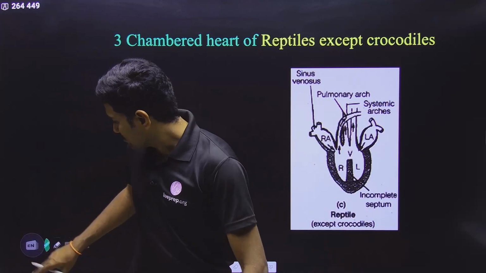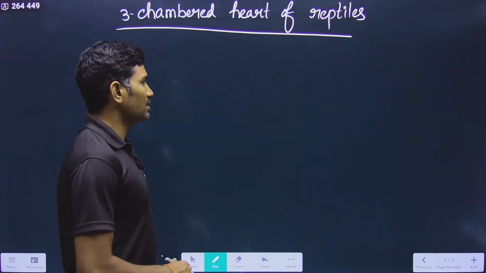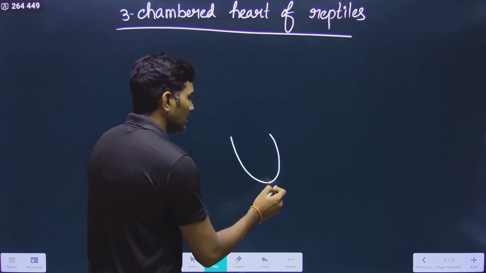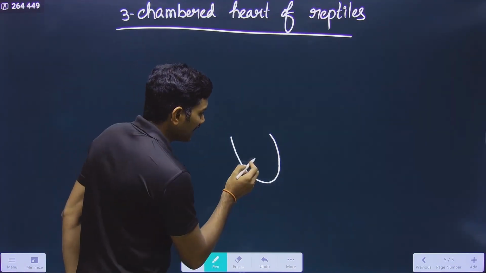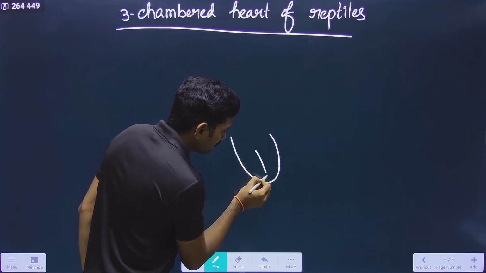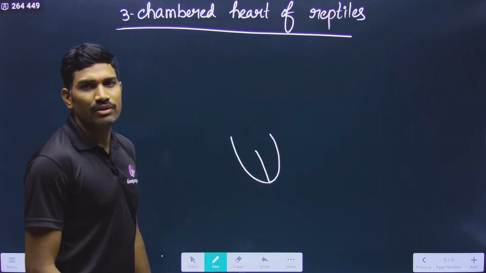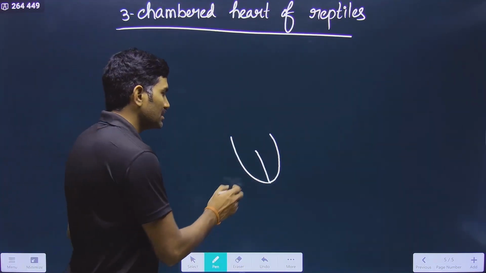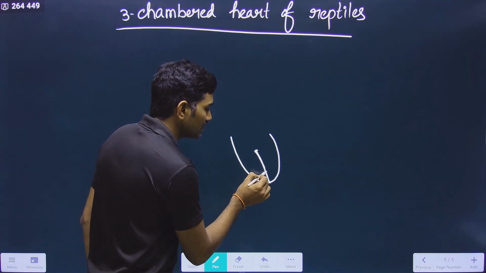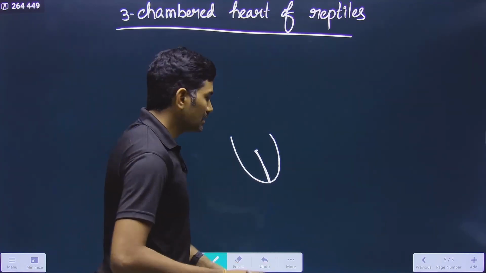So here, how exactly are we drawing these particular diagrams? Observe carefully. Here also there is a single ventricle, but in the evolution there is a septum developing within the ventricle. Even though the septum is developed here, it is not completely developed. It is an incomplete septum. So because of the incomplete septum, what happens?